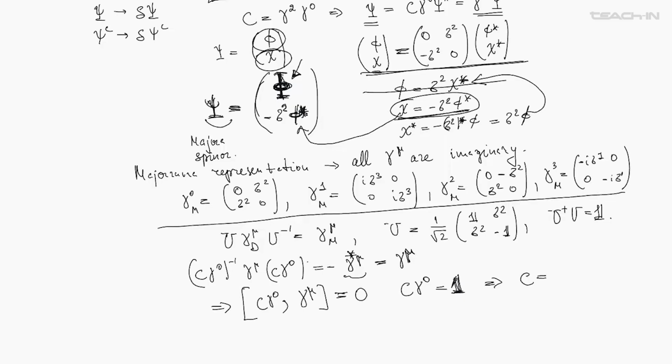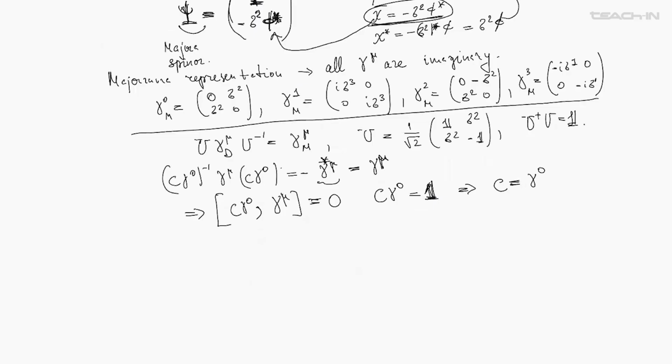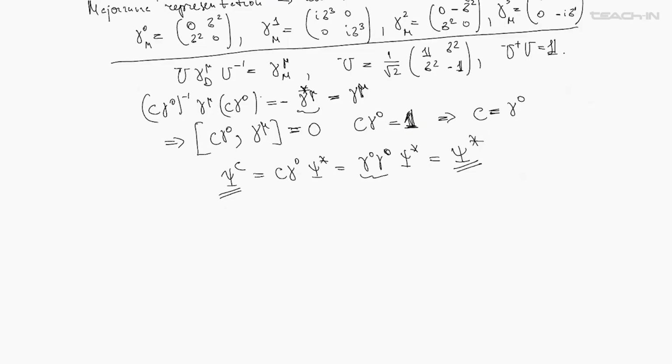And when C is gamma 0, then the charge conjugate spinor is given, in this representation, by C gamma 0 psi star. That means gamma 0 gamma 0 psi star, and therefore here you get psi star. So in this representation of gamma matrices, the charge conjugate spinor is simply the complex conjugate spinor. Charge conjugate is complex conjugate. And therefore, in the Majorana representation, the Majorana condition becomes extremely simple and transparent.